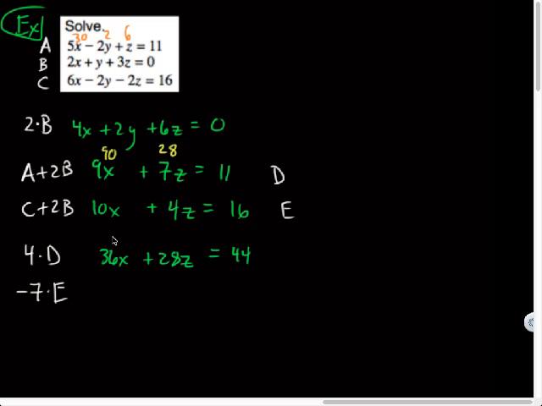Negative 7 times 10, negative 70x. Negative 7 times 4 is negative 28z. And negative 7 times 16, let's see, 7 times 6 was 42, plus 7 times 10 is 70. What's that? I already forgot. 112. And is it positive or negative? Negative. Right.